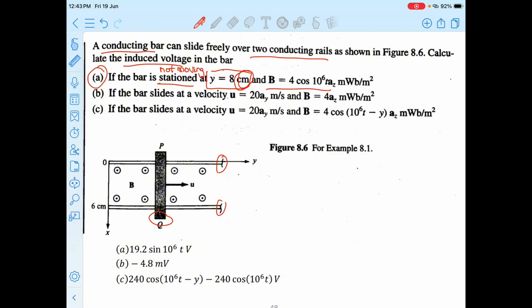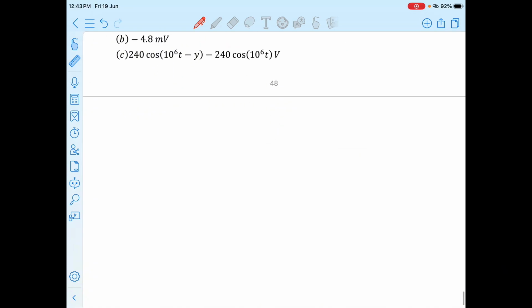So you can see for this case your bar is not moving, so it is not motional EMF. But to justify whether it is really motional EMF or transformer EMF, we look at the B. Can you see here there is a variable t? That means the B is a time-varying magnetic flux density. So this category belongs to transformer EMF. We are going to calculate the transformer EMF.